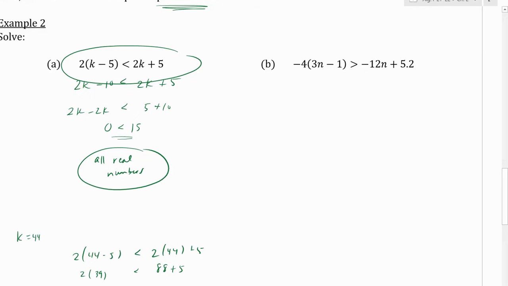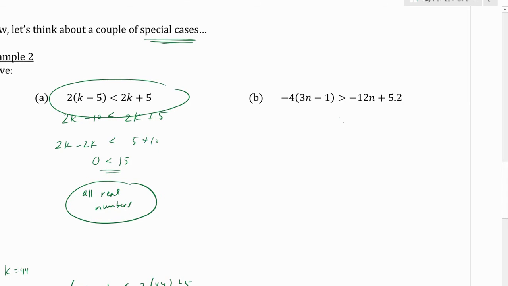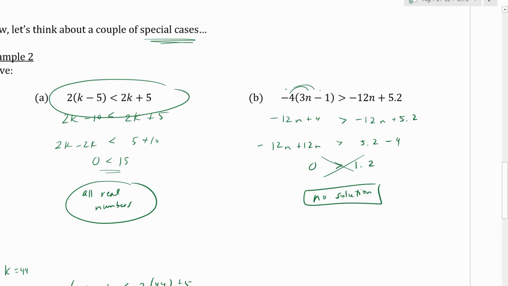Okay. Then over on this side, if I distribute this negative 4, remember negative times a negative is a positive. If I get the variables on one side, numbers on the other, 0 is greater than 1.2. That's not true. The variables disappeared and it came up false. That means there is no solution. You could try all day picking numbers. Nothing's going to make that true.